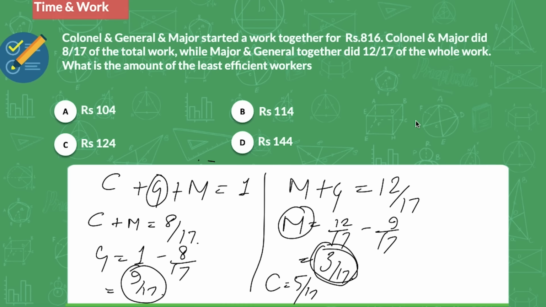So the total amount is 816, right? And if major did 3/17th of the work, what is the amount he'll receive? That is nothing but 3 by 17 into 816. This will give me 48, and 48 threes are 144. Here's your answer. Guys, this was a very easy question, and that is why I was rushing it up a little.